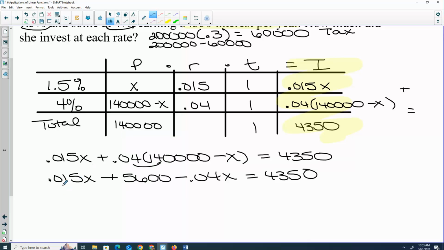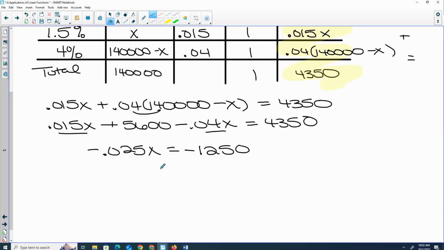So if we combine like terms, 0.015 minus 0.04 would be negative 0.025. Subtract over the 5,600, negative 1250. Divide. That says 50,000.